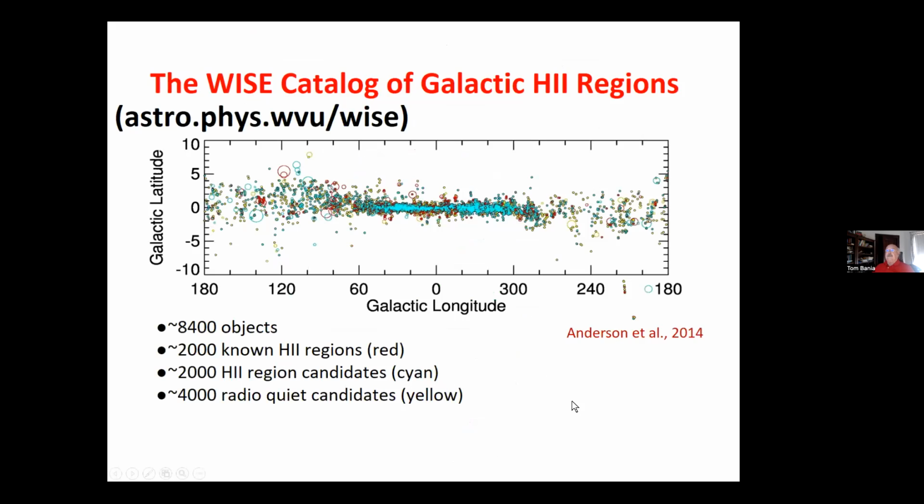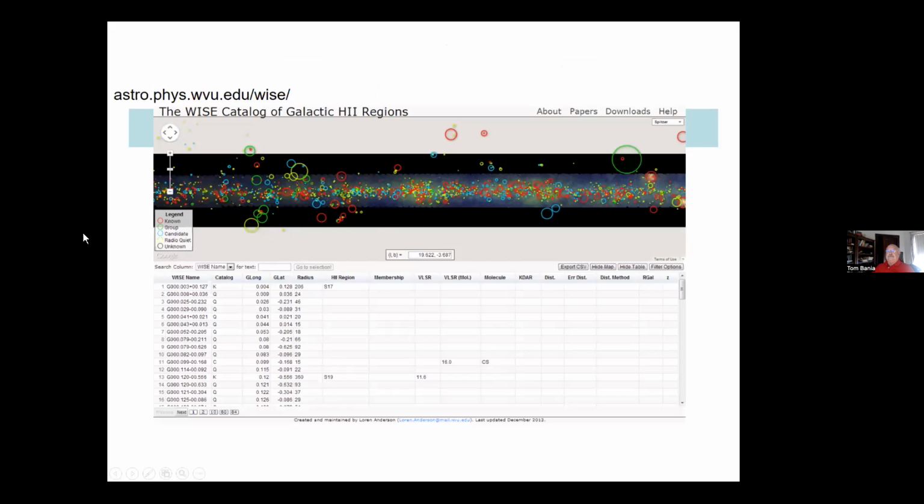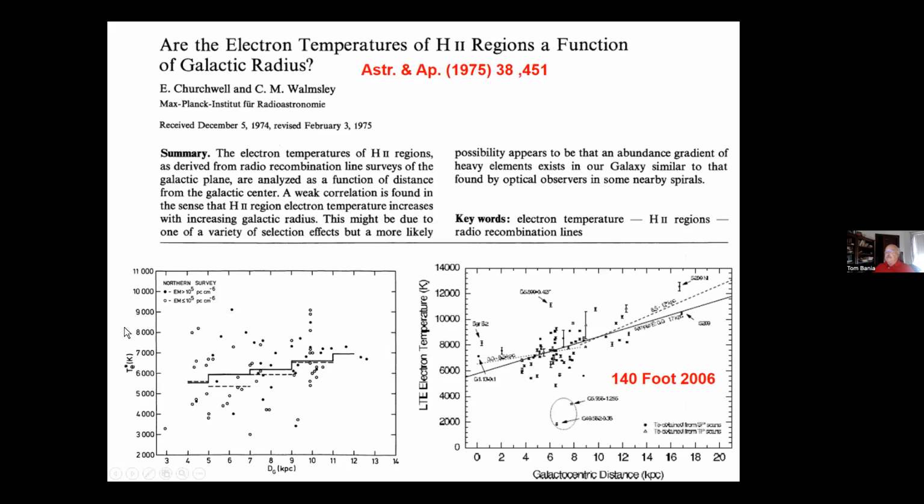All of this is available to you, the community, at a website that Lauren Anderson crafted and maintains. It covers the entire sky. It's a nice tool. I chose not to try to get to it and play with it for you, but play with it. You can zoom in, you can click on any given source. That's the infrared image in the back, the WISE image, 22 microns, as I recall. And every single H2 region in the catalog is listed here, with information about whether or not it has been detected and other properties of the detections. It's a wonderful database. Enjoy.